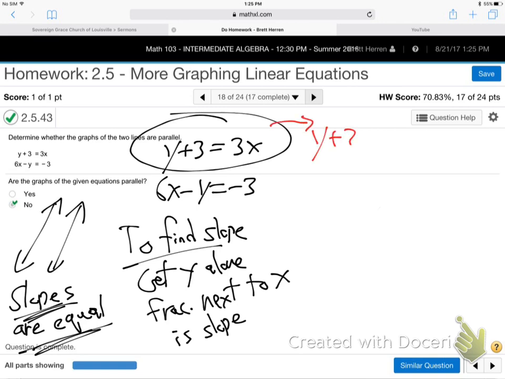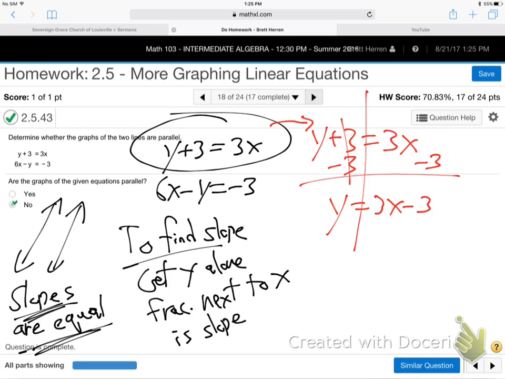So I've got y plus 3 equals 3x, and I've got to get y alone. To get y alone, subtract 3 from both sides. Boom. y equals 3x minus 3. What's the slope? There's the slope. So the slope is 3. Really, we could have just seen that one in the beginning. We didn't really have to do anything. So the slope of that one's 3.